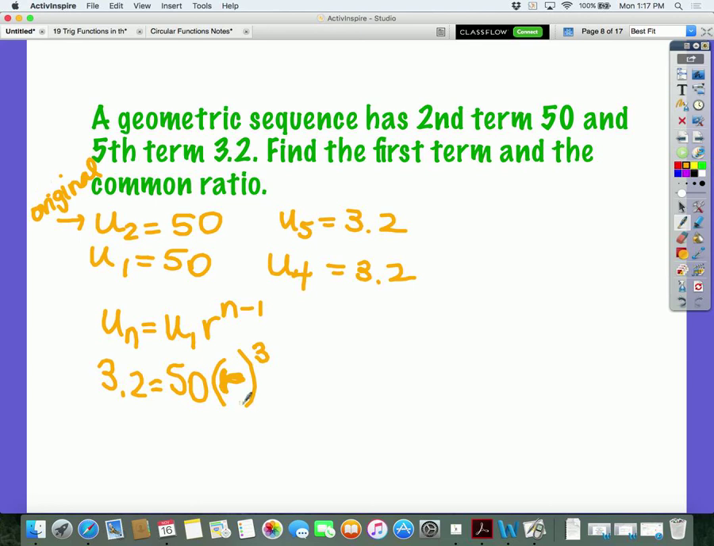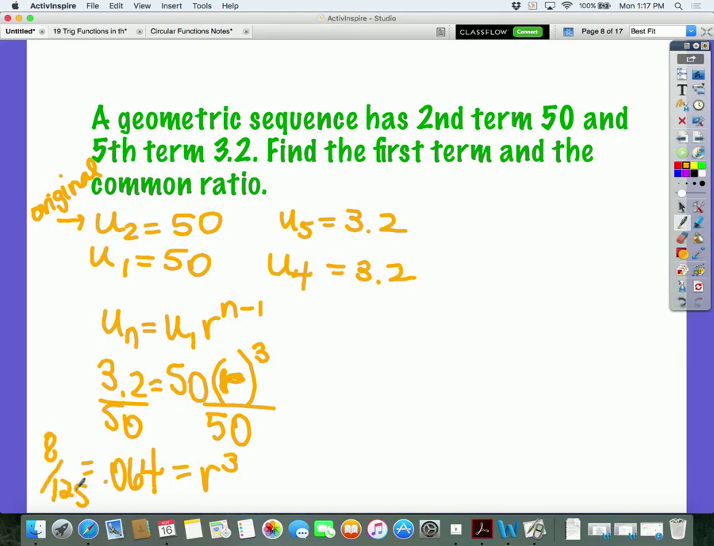Divide by 50. This would be calculator. What's 3.2 divided by 50? That's 8 over 125. 8 over 125? Yeah. So then how would I find R?